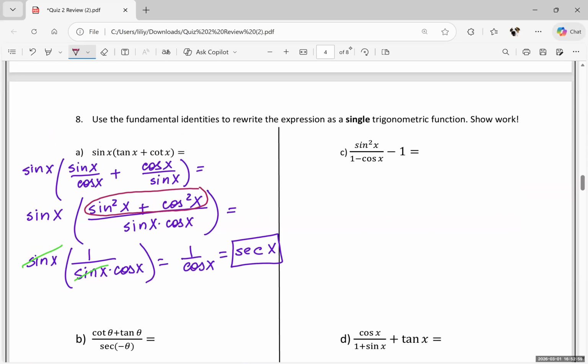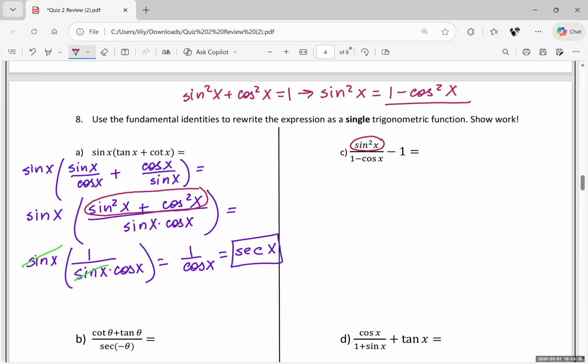We do have this identity, sine squared x plus cosine squared x equals 1. If you rearrange it for sine squared, you'll get sine squared x equals 1 minus cosine squared x. Now, this bottom part, the denominator, does not have the cosine squared, so you cannot rewrite it as sine x because that's not true. What you can do is replace this sine squared x with 1 minus cosine squared x, which is what you should be doing here.